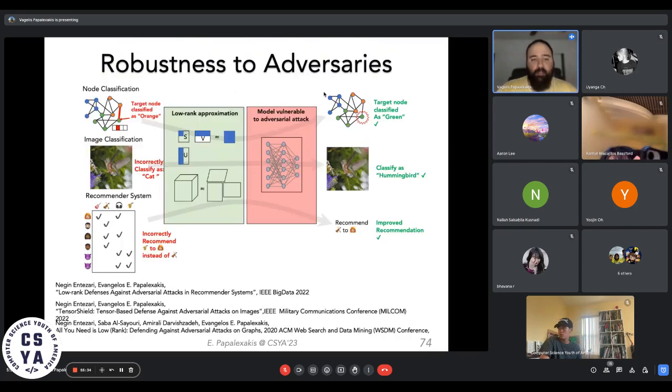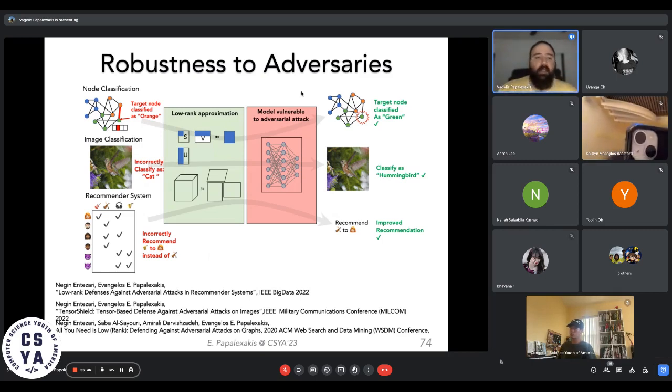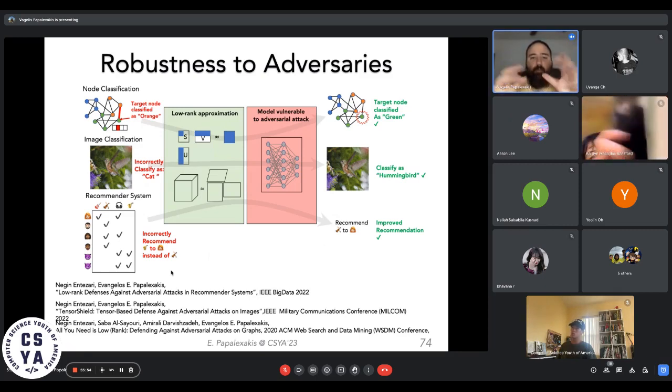We have a lot of work showing that understanding what the elementary patterns in the data are and removing everything else actually sanitizes the data and removes the attack. We have a lot of work in different kinds of applications and domains that help us understand that, and basically find out what is the real signal and what is the attack and push them apart.